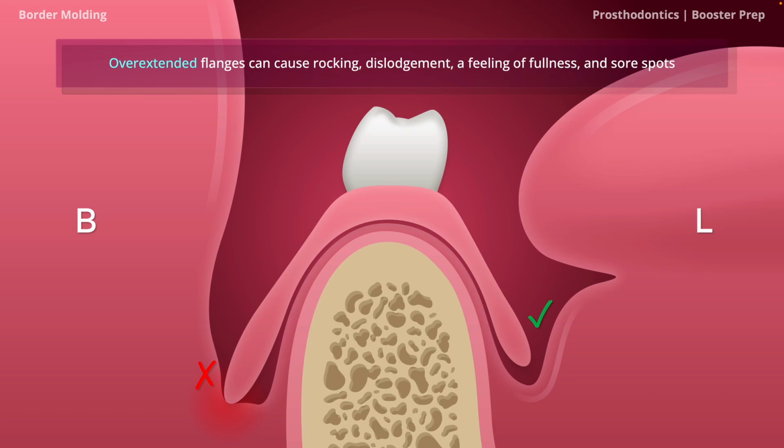The one thing that actually makes overextended flanges an easier problem to deal with compared to underextended flanges is that you can fix an overextended flange by just adjusting the flange back to where it should be, whereas fixing an underextended flange is kind of difficult since you can't just add acrylic to an already processed denture.